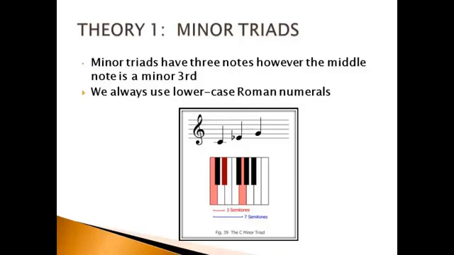When we're working with minor triads, we'll always use lowercase Roman numerals. So the uppercase Roman numerals that you've been using signify major. Lowercase Roman numerals signify minor.